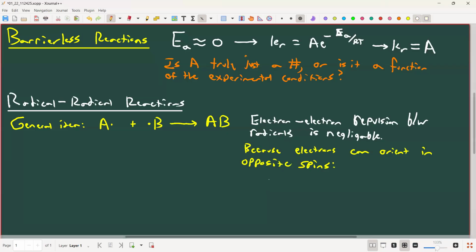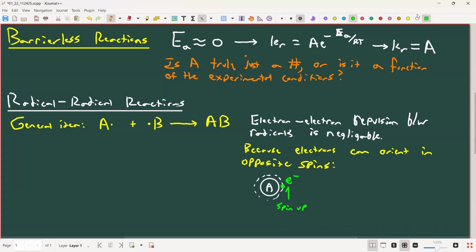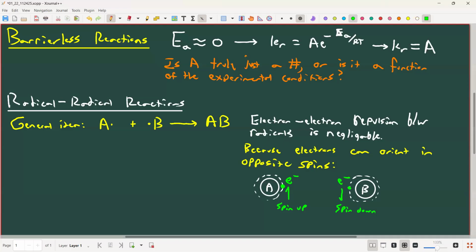Right? So you have kind of like an A atom here. It's got this unpaired electron orbiting it. And we could just say that it's spin up. And then we bring in B, and that electron is spin down. And now I have electrons of opposite spin.